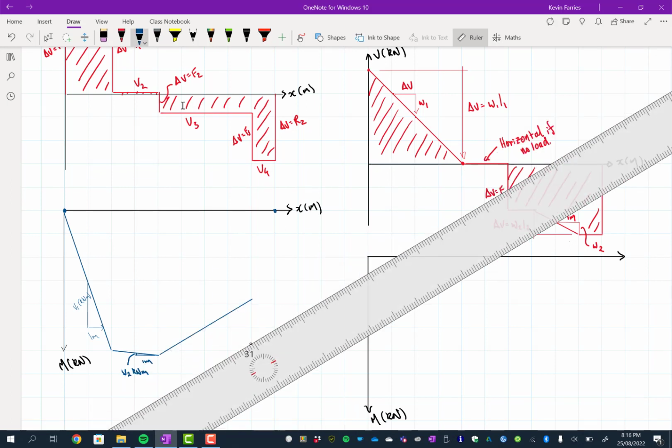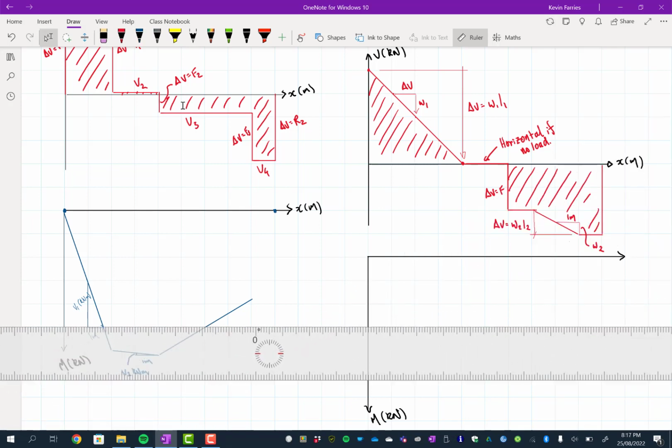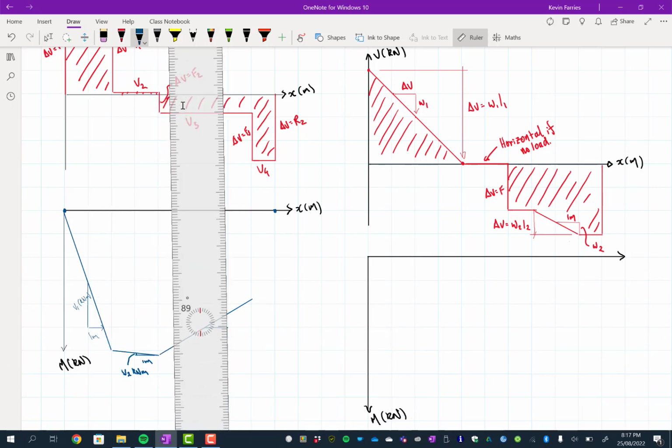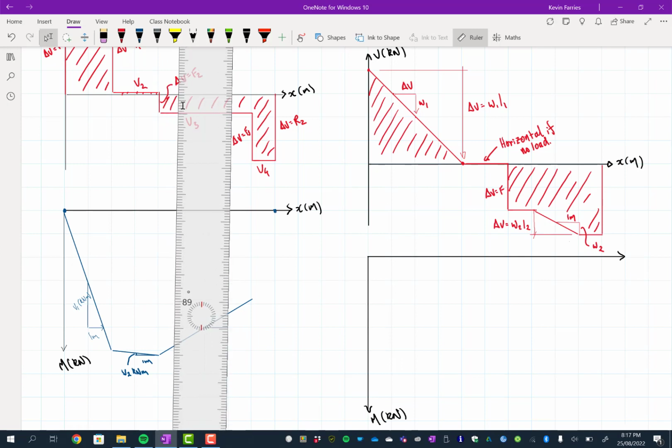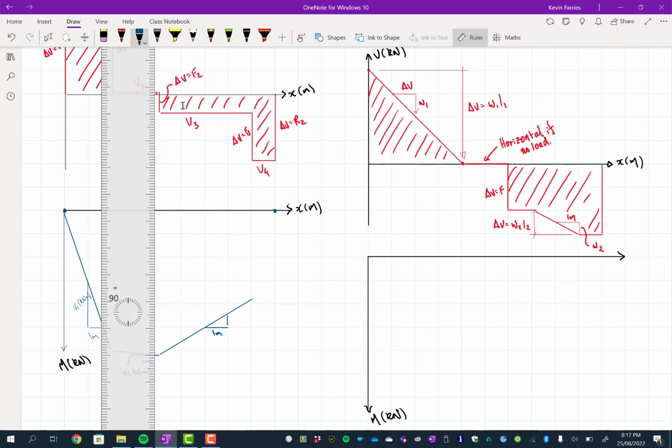So for that part of the shear force diagram, for every meter you go along, you're going to go in the negative direction by V3 kilonewton meters. So 1 meter along, V3 kilonewton meters.